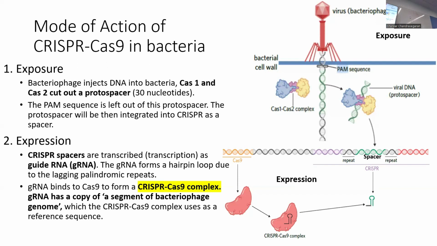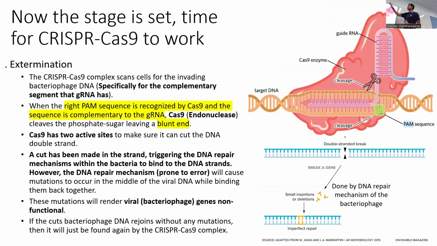So this is basically you arming the gun, right? It's loaded, it's ready to go. Now it already has homing technology, so it just needs to go look for its target. So now that the stage is set, time for CRISPR-Cas9 to do its work, right?